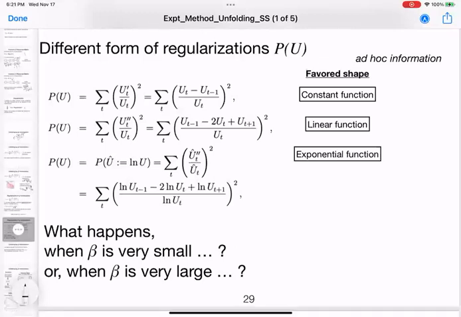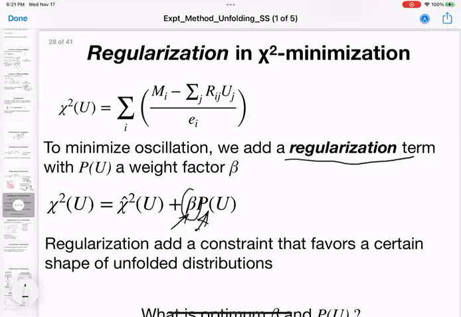So this regularization term is actually ad hoc information. For example, if my unfolded distribution is favored as a constant function, or a linear function, or an exponential function, we can use different forms of this term. So what it does is basically add a constraint on your unfolded distribution, right? But you also have another term here that is called beta. So we also have to optimize this beta value. If the beta value is large, then your chi-square will also be large. If your beta is small, then it will be under-regularization. I'll also show some example for this part, okay?